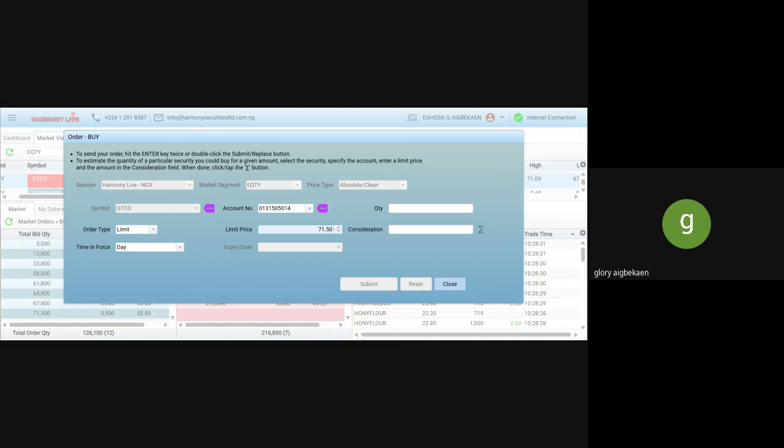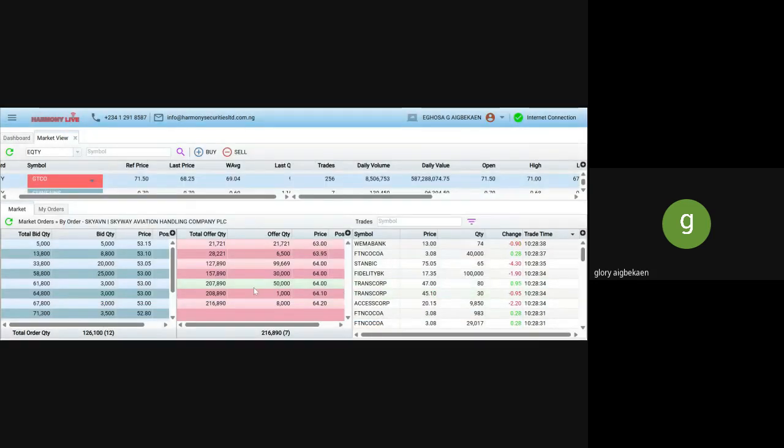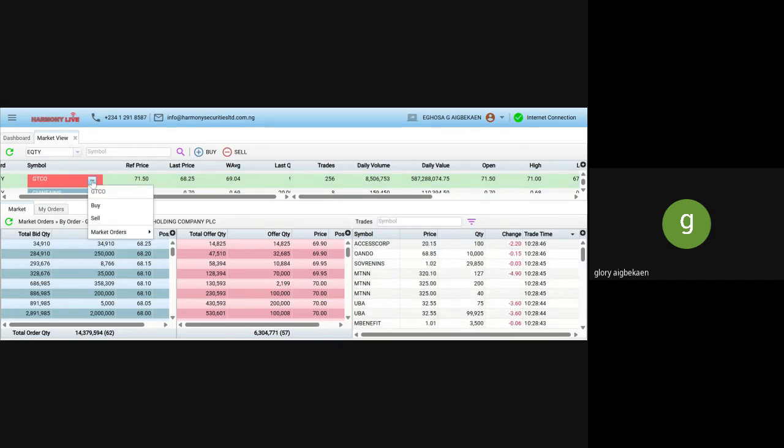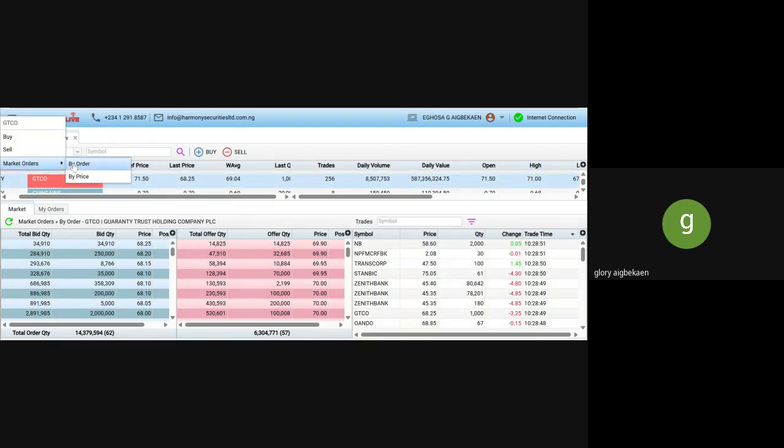So I can go again. Let's close this first. I can go again and look at the other table for GTCO by double clicking here. If you are using a phone, you can drop down market order, you click on buy order. It will still take you to the same place.